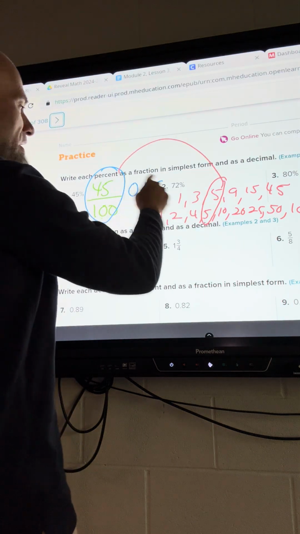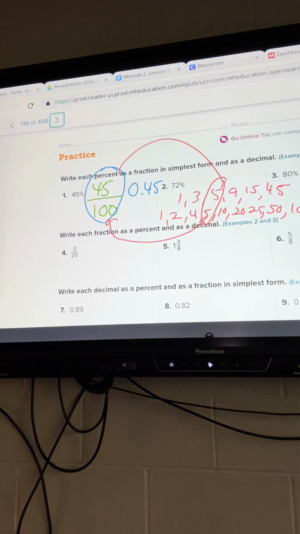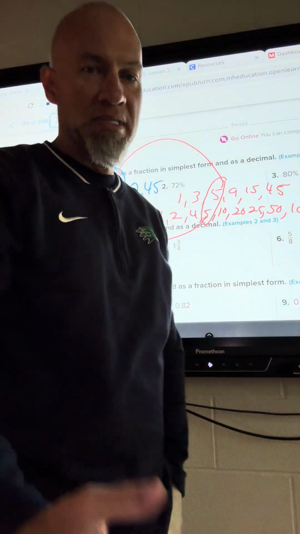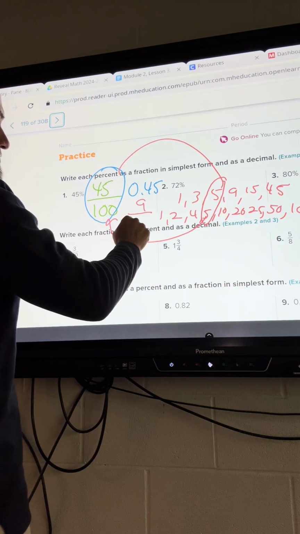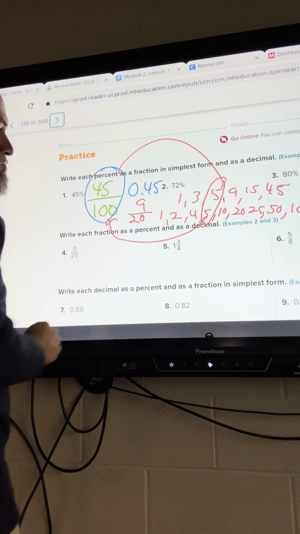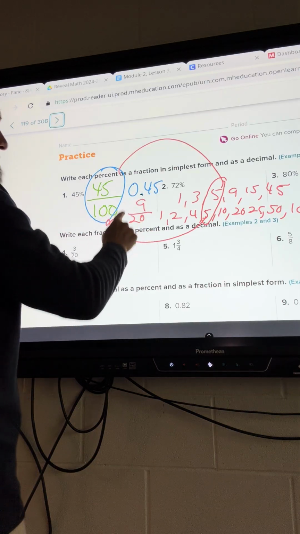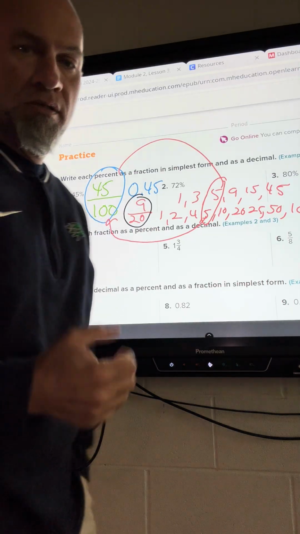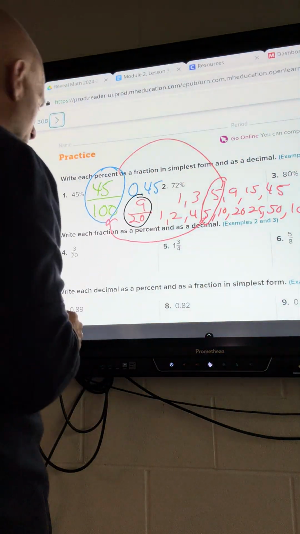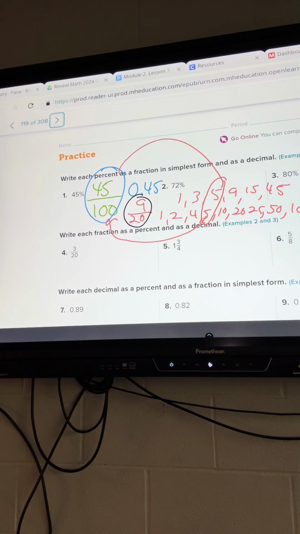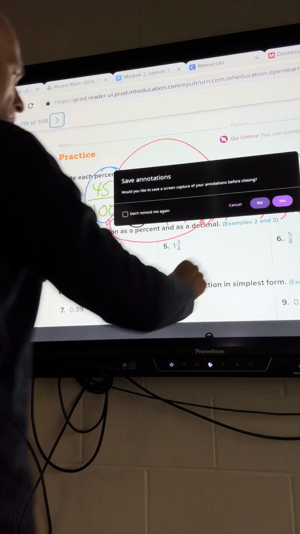So we're going to divide 5 into both the 45 and the 100, and that will get me simplest form. 5 fits into 45 9 times, it fits into 100 20 times. So 9/20 is going to be your lowest term fraction for 45 hundredths. Okay, so you're going to do that for whatever ones I give you here, probably just the even ones. I'll go over number 5 here.